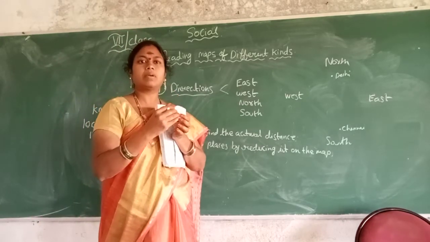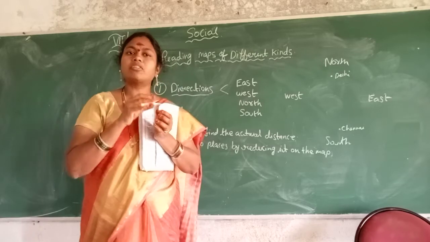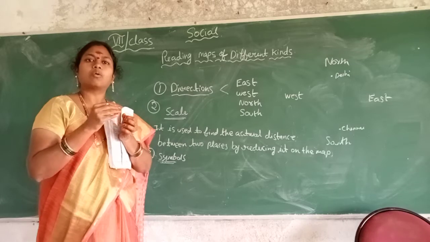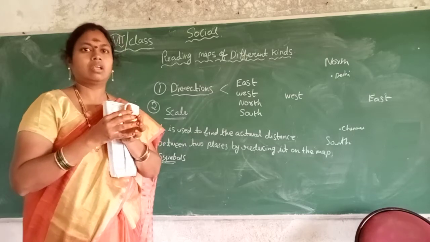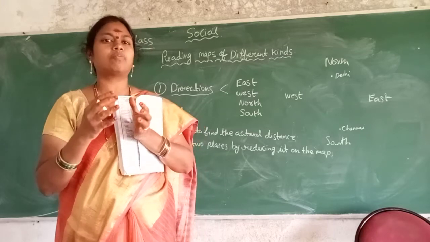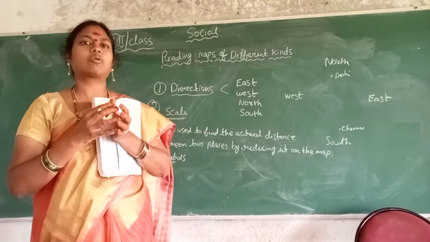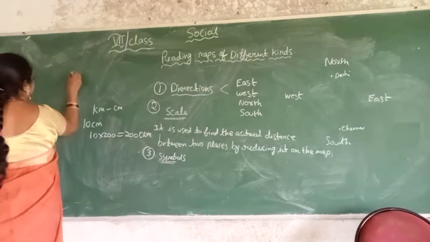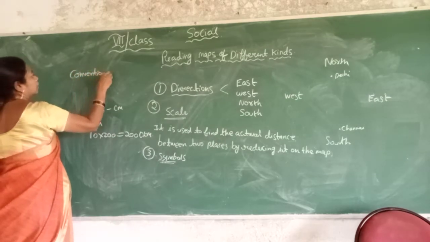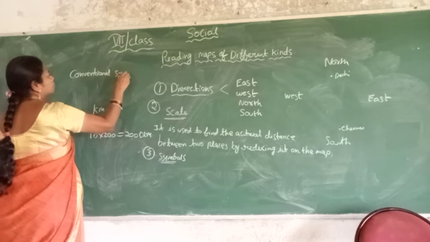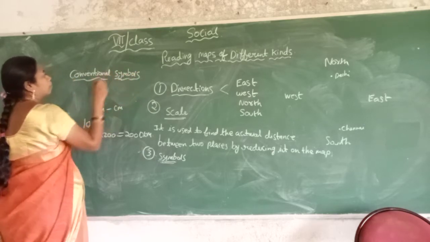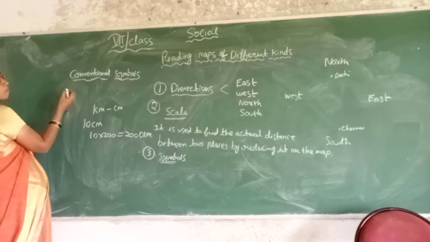You will give one symbol and you will show, with the help of the symbols, on the map. And these symbols are known as conventional symbols. The Survey of India has laid down some symbols which are commonly used by everyone, and these symbols are known as conventional symbols. So conventional symbols are commonly used by everyone. Okay, so let us see some of the conventional symbols.